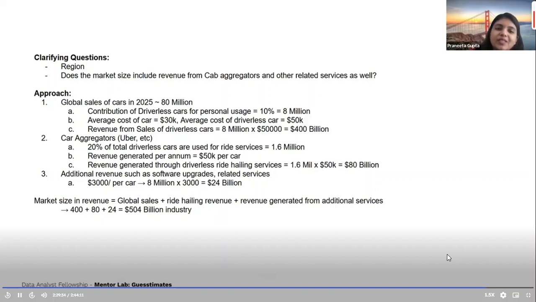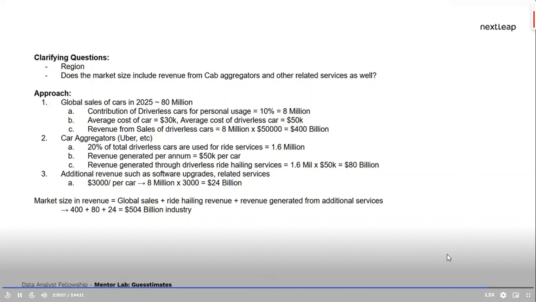No, that will not be a correct assumption. You have to make it a little realistic also. Everybody would prefer is different. How much penetration do you think the driverless cars would be able to make? See, cost becomes a factor. 50K is what I have taken, so that's a 20K delta. That's a realistic assumption.